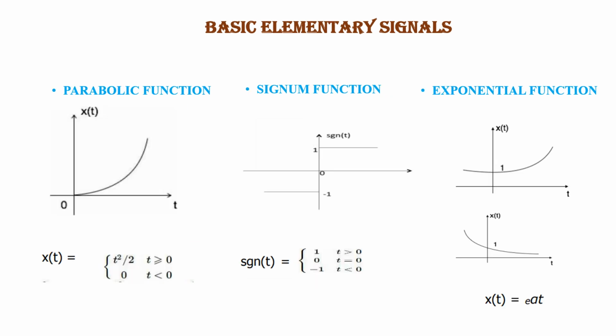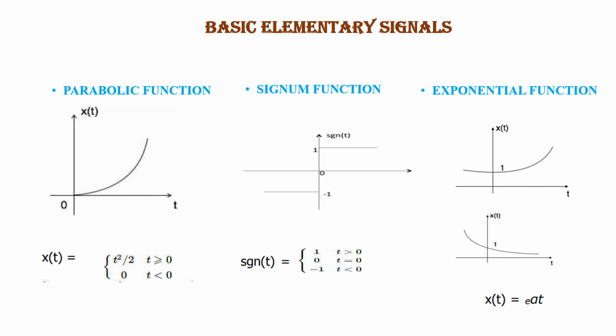Unit parabolic function. Mathematically, it can be represented as t square by 2 for t value greater than or equal to 0. When t value is less than 0, the amplitude of the signal is 0. And signum function: when t value is greater than 0, the amplitude is 1. When t value is less than 0, the amplitude of the signal is minus 1. When t value is equal to 0, it produces amplitude 0.